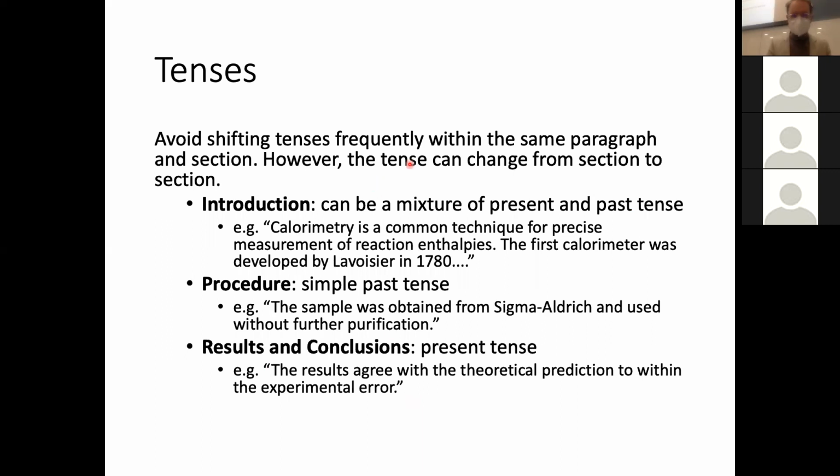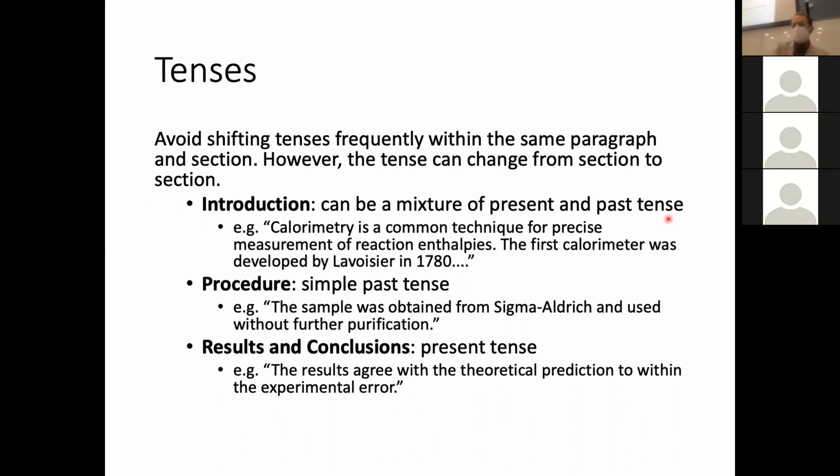Okay, I think this is the last topic that I wanted to talk about with writing styles. So another thing that can be a little bit confusing if you're not used to writing in a journal article style is, what tense should I be writing in, right? So you want to, in general, avoid shifting tenses frequently, right, from one sentence to the next within a paragraph. But the tense in scientific writing can change from section to section, and sometimes you can have mixed tenses. So, for example, in the introduction, most typically you would have a mixture of present tense and past tense.